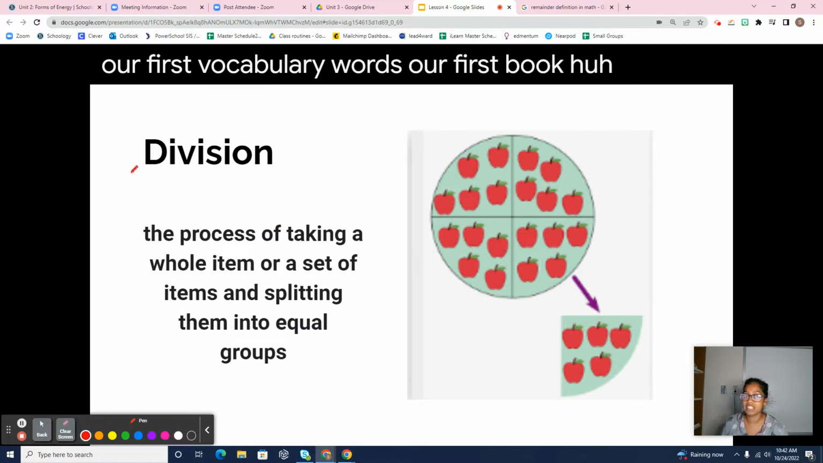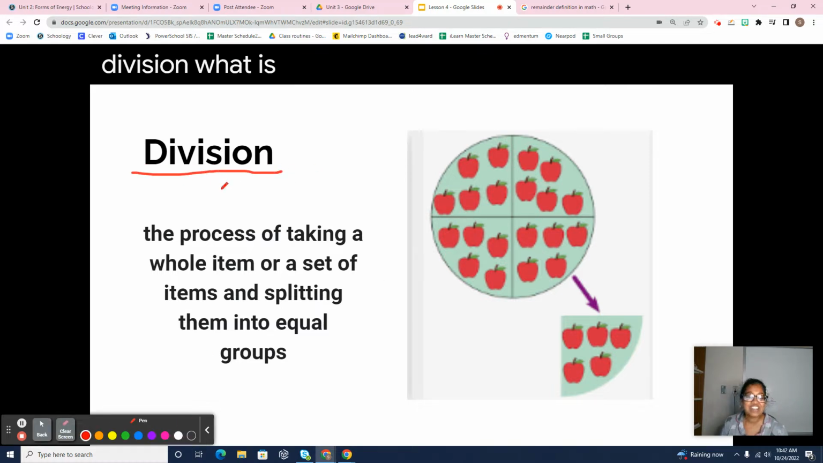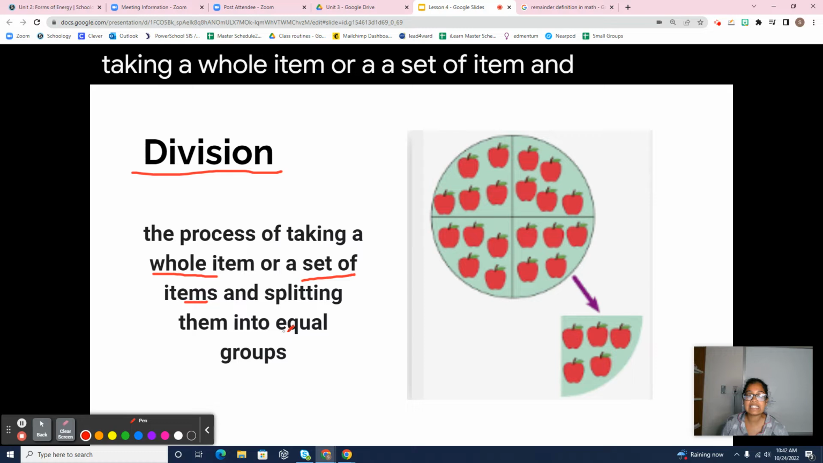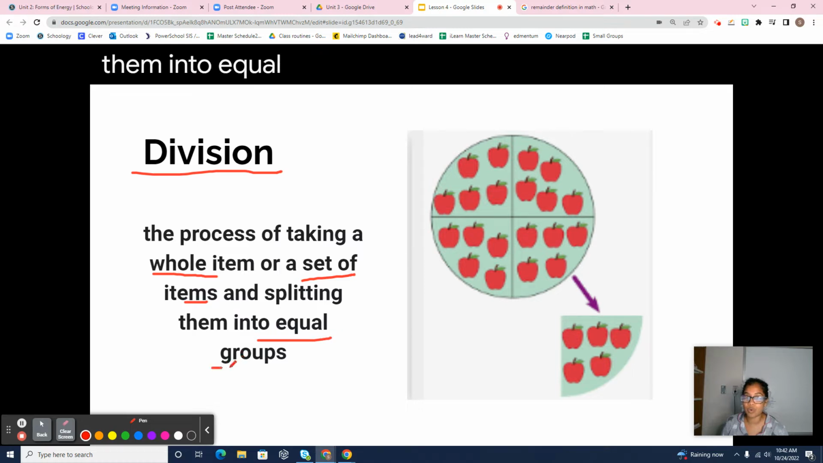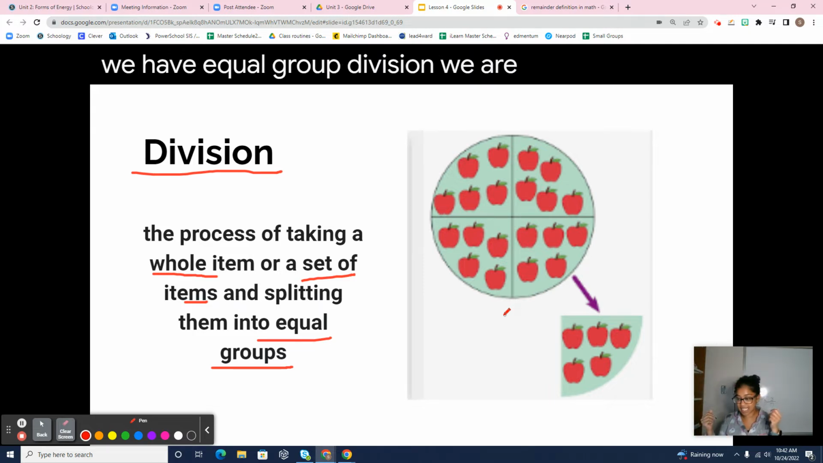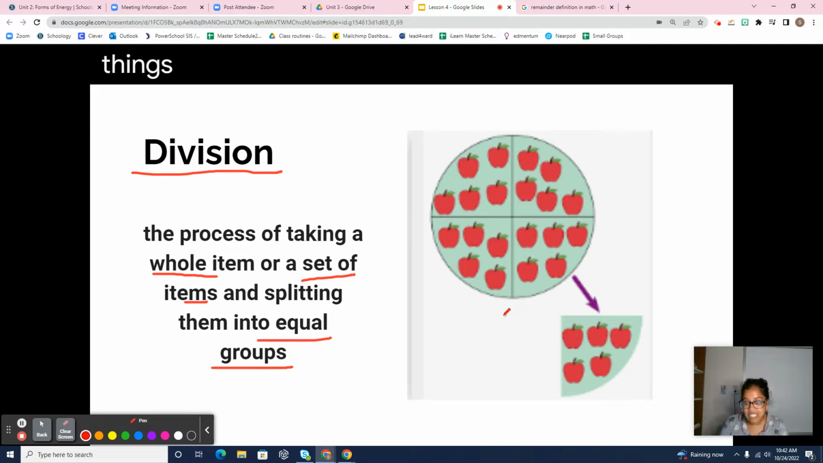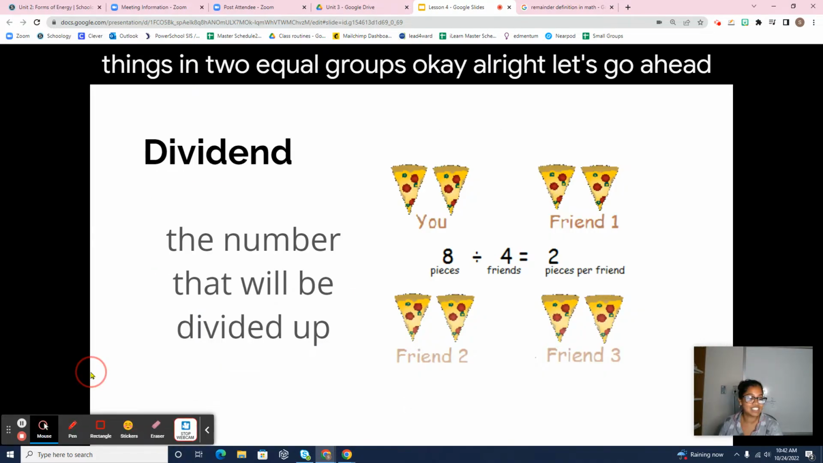So, our first vocabulary word is division. What is division? Division is the process of taking a whole item or a set of items and splitting them into equal groups. Just like with multiplication, we have equal groups. With division, we are separating things into equal groups. Okay? All right, let's go on to our next vocabulary word.